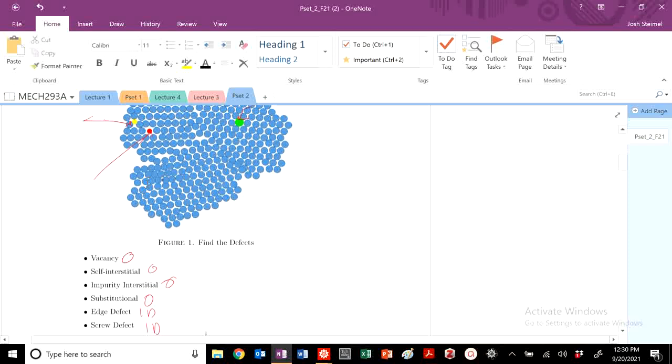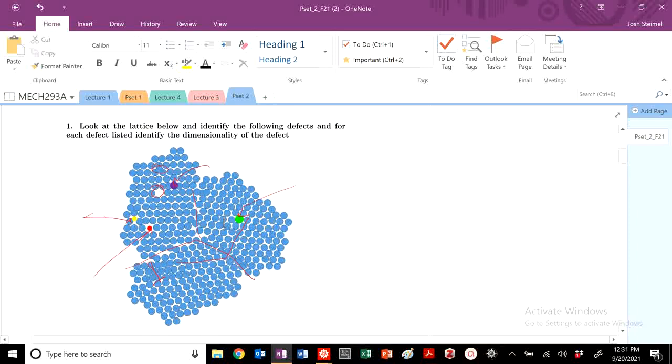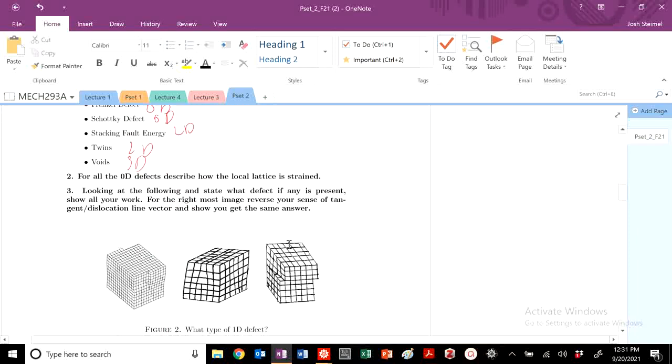I see a little bit of a grain boundary, or not a grain boundary, excuse me, an edge dislocation right here. And I've got grain boundaries right here and here and here. So you could see oriented this way, now oriented this way, all those good values. So that's number one, not too bad.